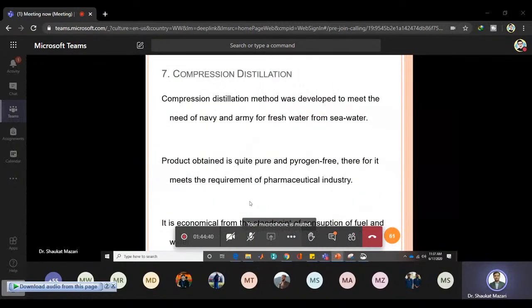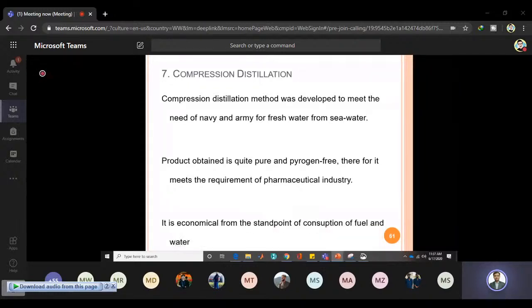Let's move to the next heading. That's actually compression distillation. Compression distillation method was developed to meet the need for Navy and Army for fresh water from sea.